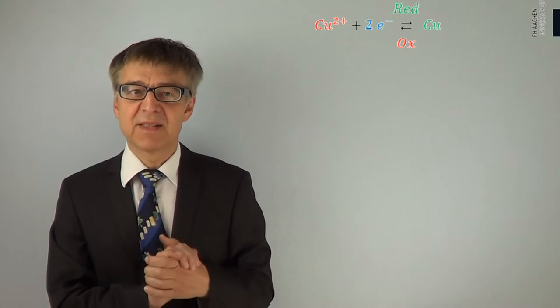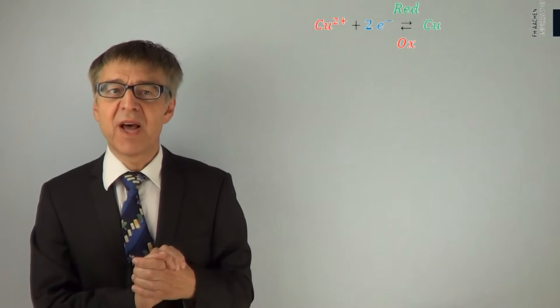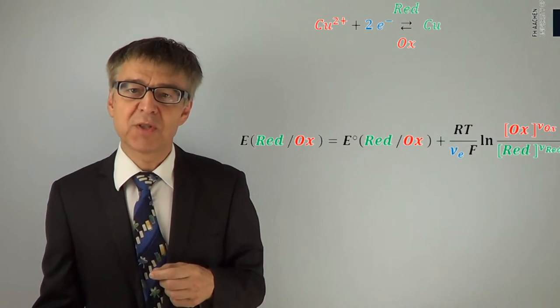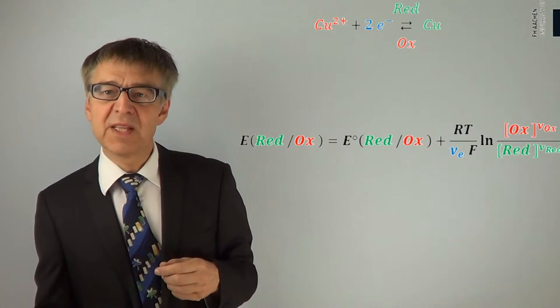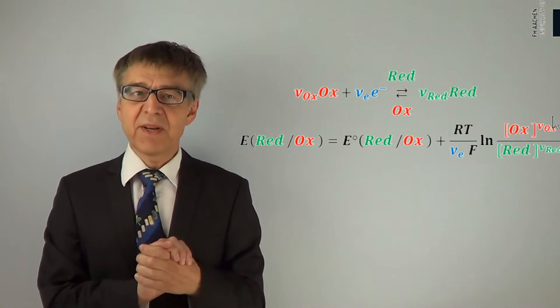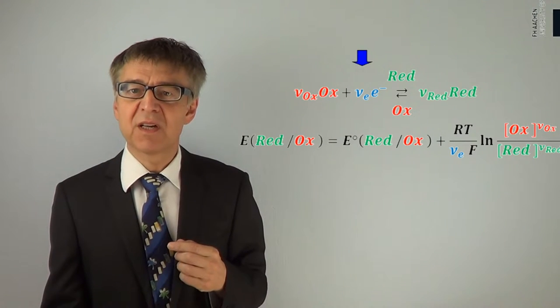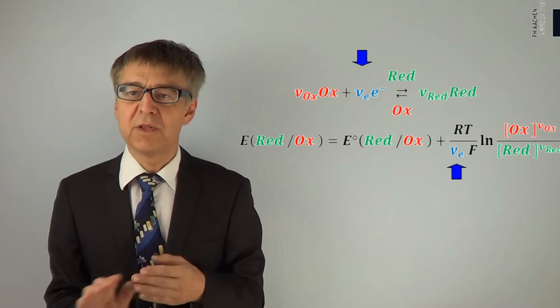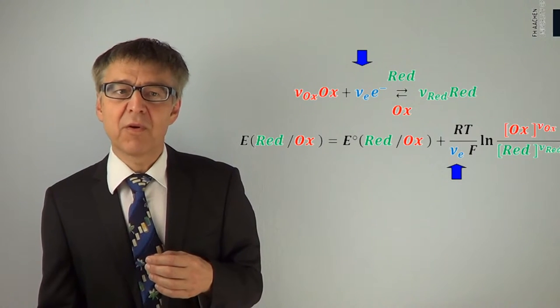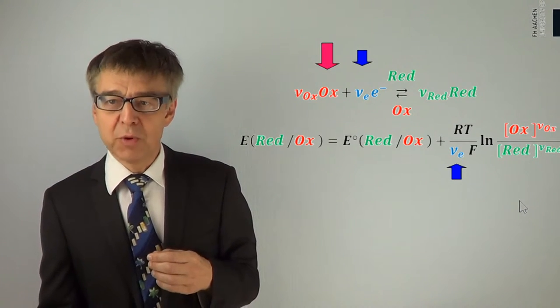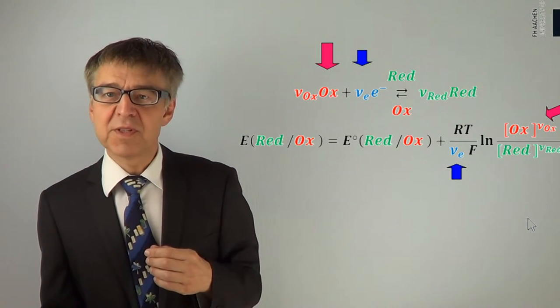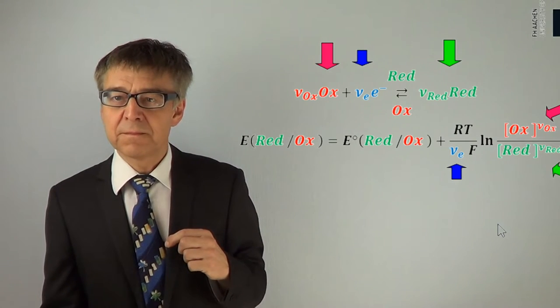The concentration dependence of the redox potential is described by the Nernst equation, one of the most important equations in electrochemistry. In the Nernst equation, really all values used in the transfer reaction can be found. The stoichiometric number of electrons, nu e, has to be included in the Nernst factor, RT over nu e F. In the argument of the logarithm, the concentrations of all oxidized species can be found in the numerator, and the concentrations of the reduced species in the denominator. The standard potential E0 of the electrode is tabulated in the electrochemical series.